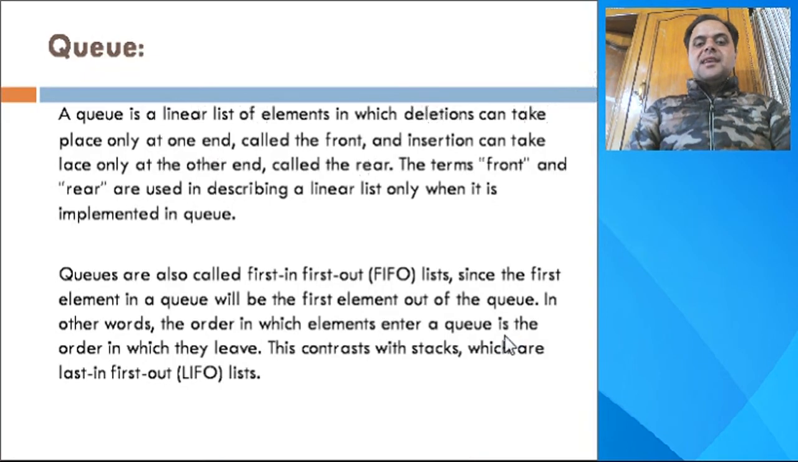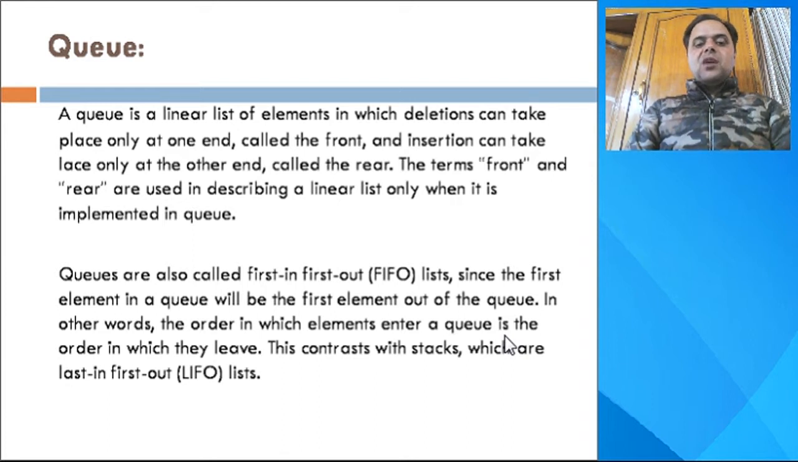So a queue is a linear list of elements in which deletion can take place at one end called the front and insertion can take place at the other end called the rear. The terms front and rear are used in describing a linear list only when it is implemented in queues. So the terms front and rear are only used in queues.